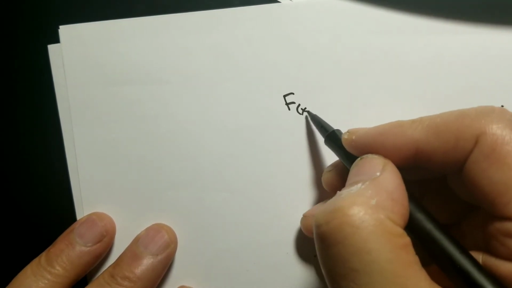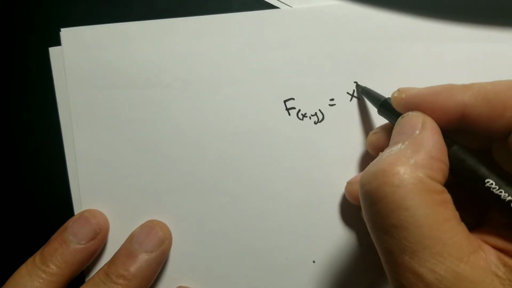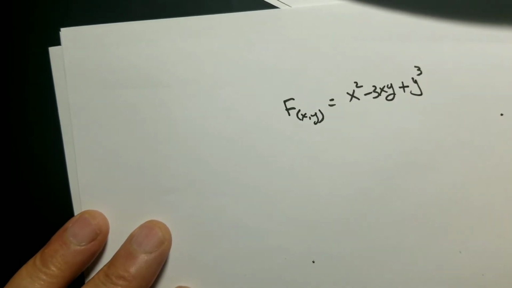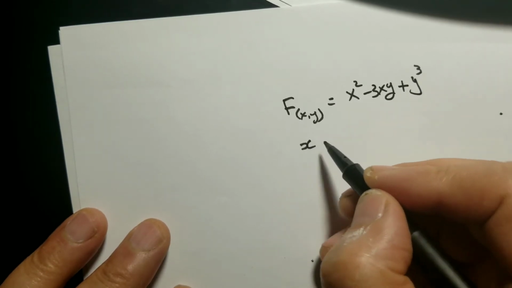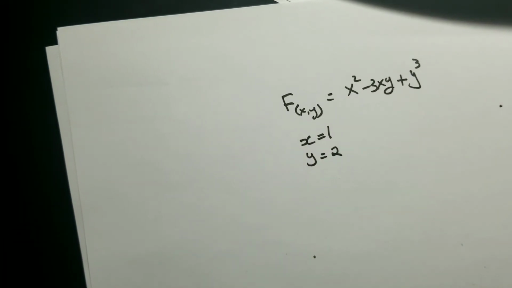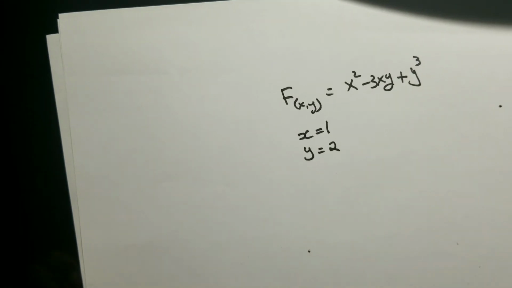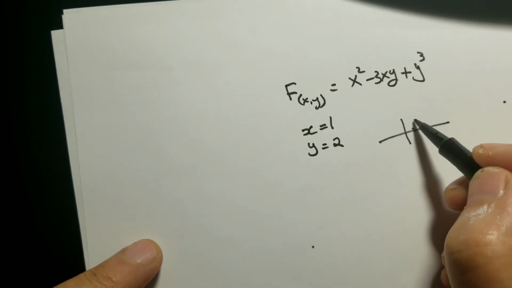Therefore, if I ask at some given time that I have a function of x and y, and I say this is x squared minus 3xy plus y cubed, at the time when x is 1 and y is 2, what is the directional derivative? I said the directional derivative at the point of (1, 2).